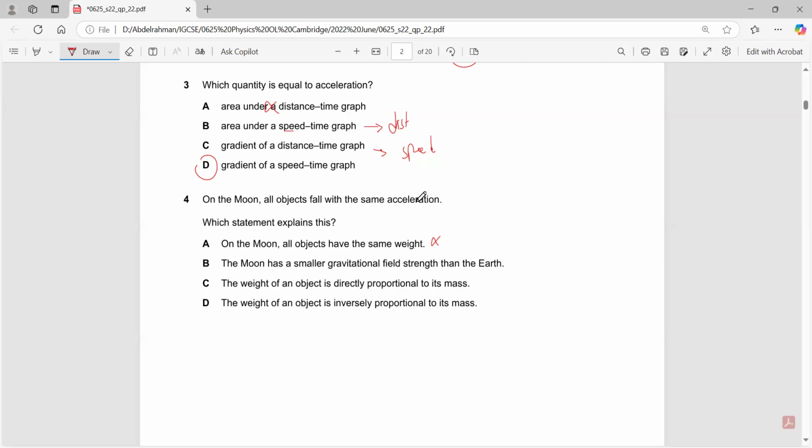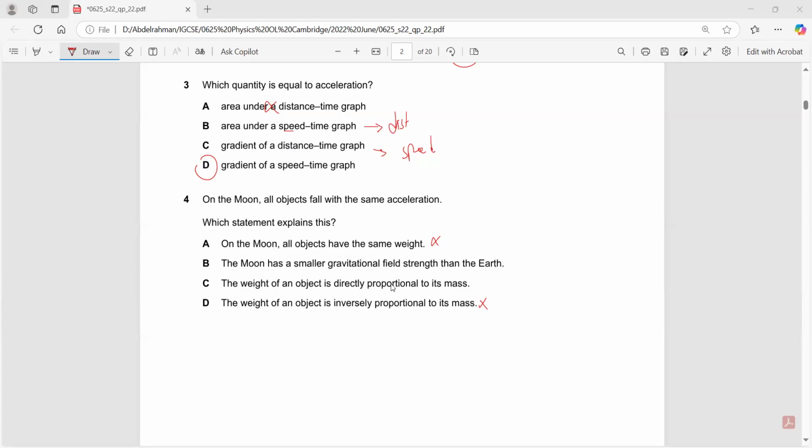The weight of an object is directly proportional to its mass. Okay, it sounds a lot better. It's not inversely, it is directly proportional. So should I choose B or C? I said, no, it's not B. Why is it not B? I don't care whether the gravitational field strength on the moon is weaker or stronger. What I care about is that when they follow the same acceleration, this means that there is a relationship between the mass and the weight.